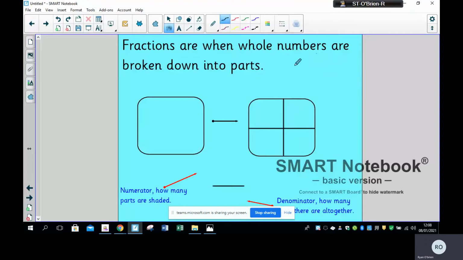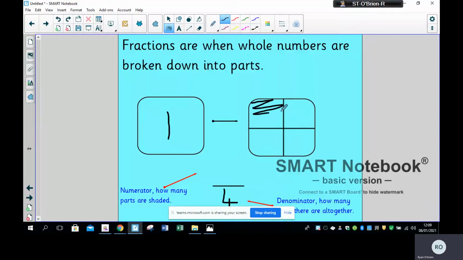This here is one whole cake. You could eat the whole cake, or you could break that cake up into parts. Now I've cut this cake, or shared this cake, into equal parts. How many parts are there? Well, there are 1 part, 2 parts, 3 parts, 4 parts. So I've broken this cake up into 4 parts.